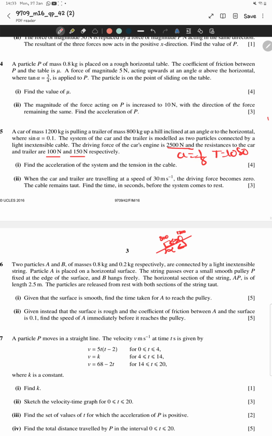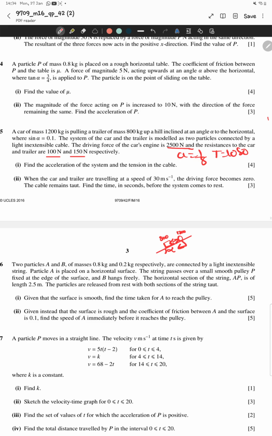Okay. So essentially they're saying that the forward force becomes 0. Yeah, the forward force is 0. So basically they're saying that there's no forward force and the only forces acting are the backward forces. So we have to use that. The only forces acting are the backward forces. So let's do that.